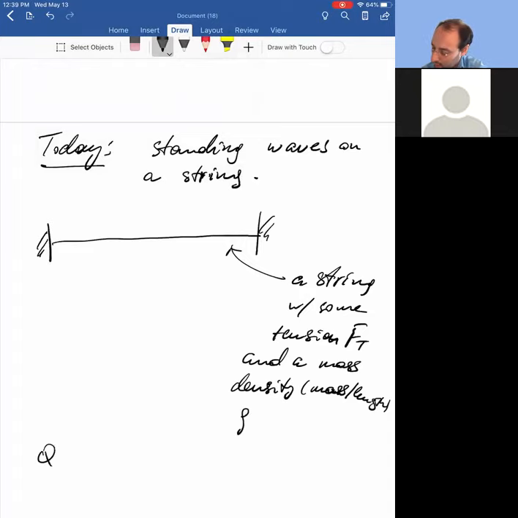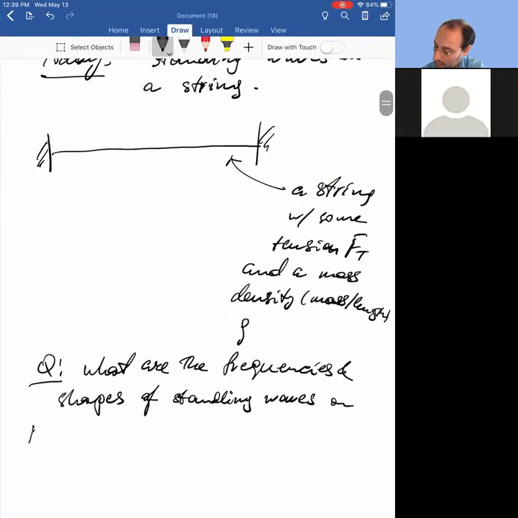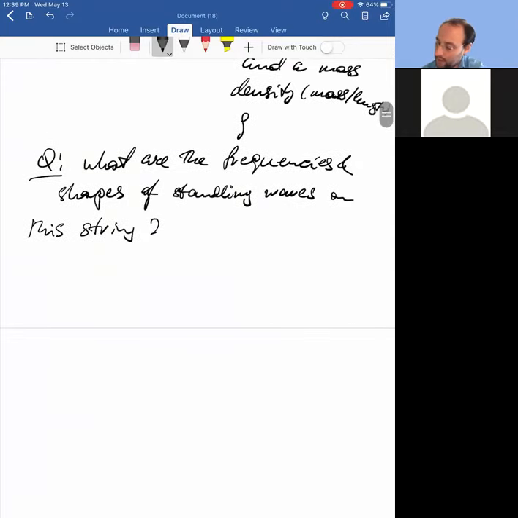Okay. Question: what are the frequencies and shapes of standing waves on this string? Okay, you know what the standing waves will be, right? So you know this is a possibility. This is review of Phys 2. This is a possibility, etc.